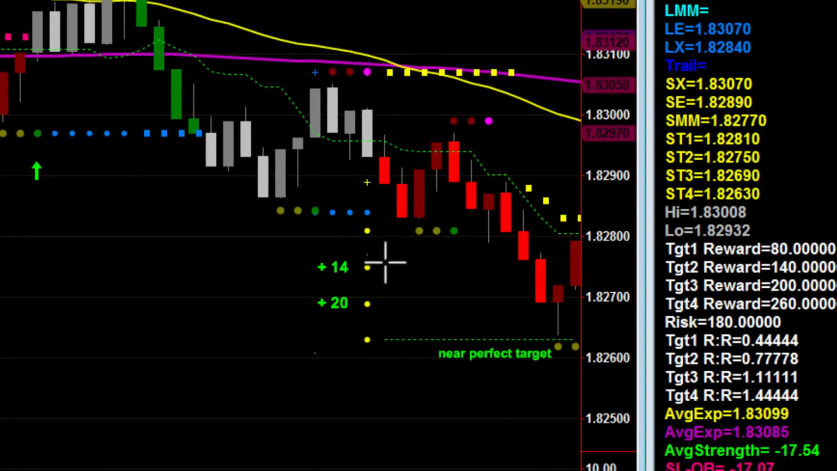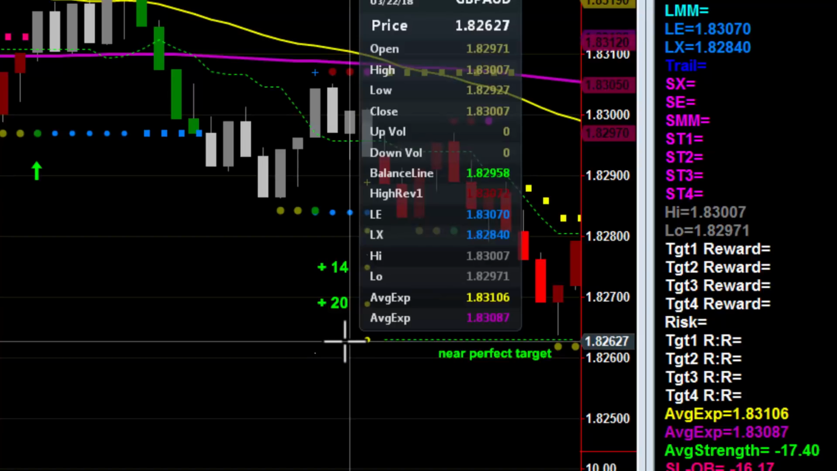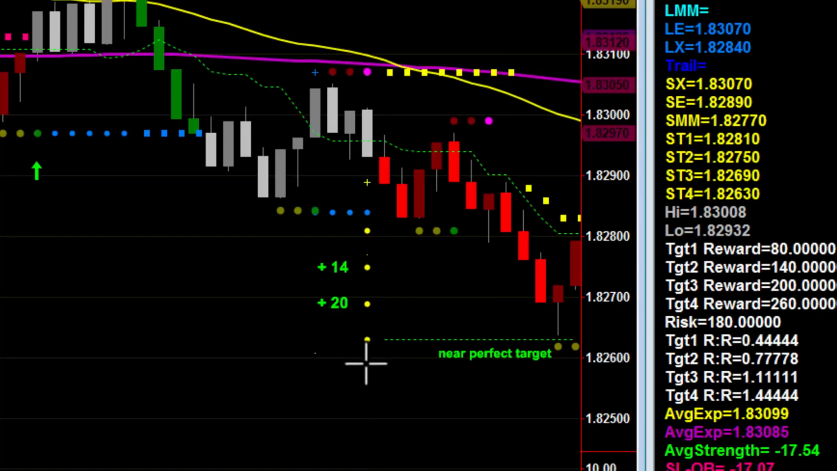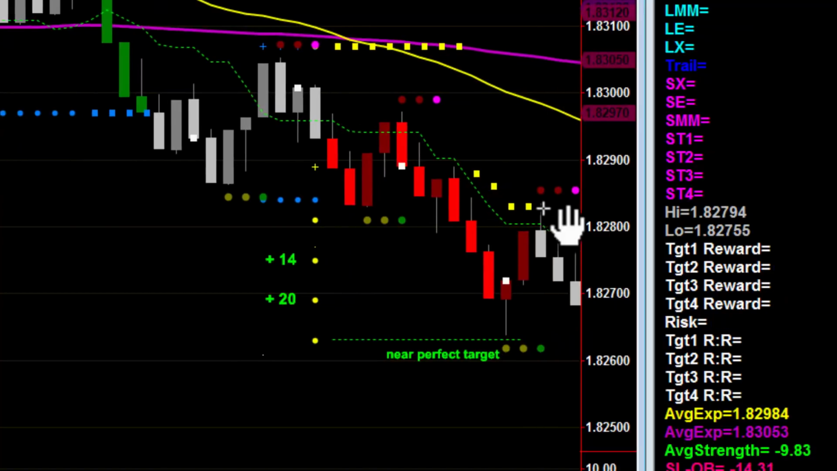Target 1 is too small. It gets 14 pips to target 2, 20 pips to target 3. And again, a very perfect, near perfect target 4. That would have been good for 26 pips. And it missed by less than a pip. So anyone trading could take action and maybe take that part of the position off here at target 3. In this case, it came up and stopped out.